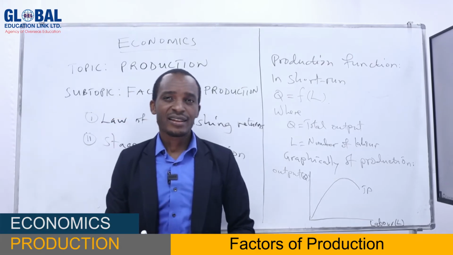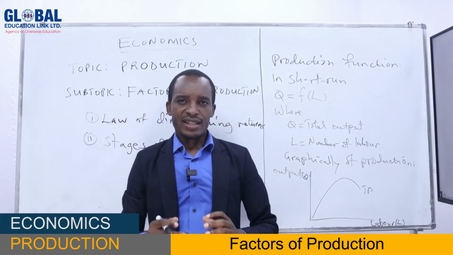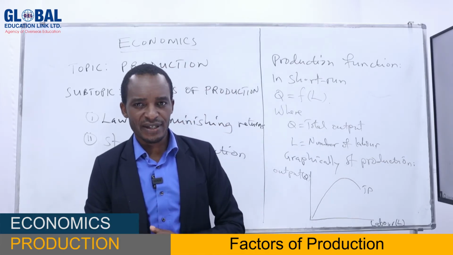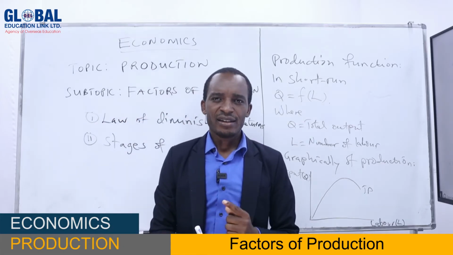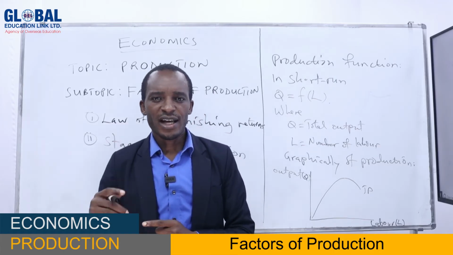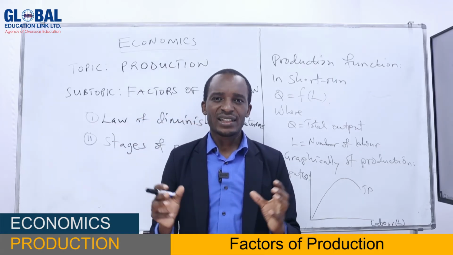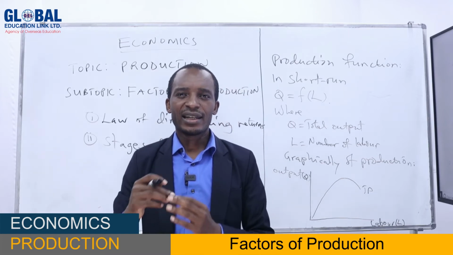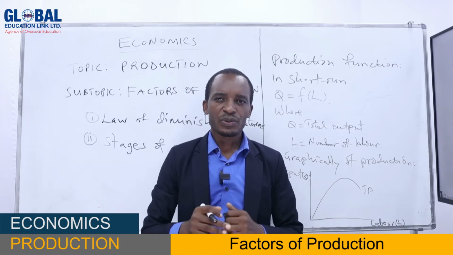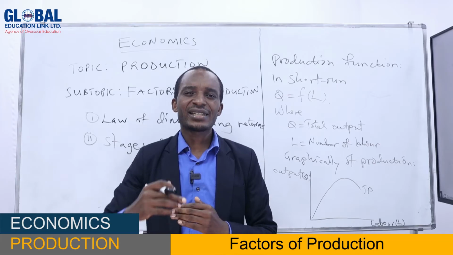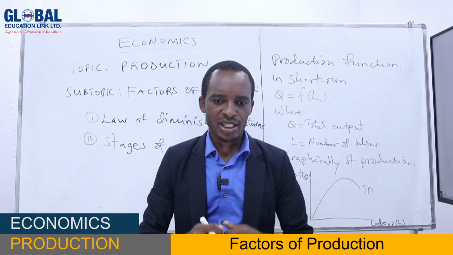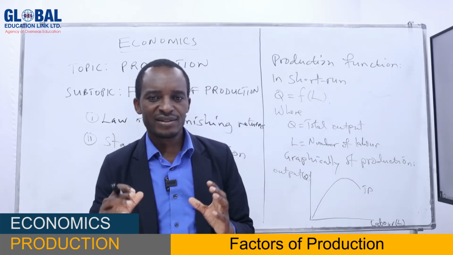In economics, the law of diminishing returns states that when the level of technology is constant or is given, it means as you add more units of labor, or one unit of a variable factor, while other factors like capital, land, and entrepreneur are kept constant, the additional output will be increasing at a smaller rate, or will be increasing smaller and smaller. So the output will be increasing at a small rate.